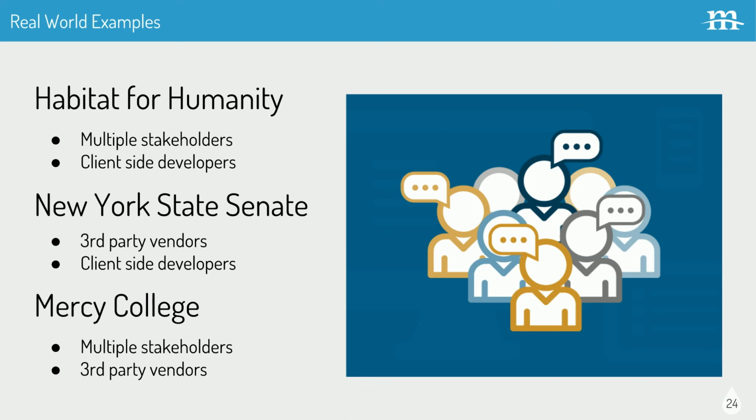And lastly, Mercy College is one that has both multiple stakeholders and third-party vendors. So the multiple stakeholders are from the IT department and marketing. Now, these stakeholders probably work better together than any other client I've seen. They actually talk to each other. They agree on what the priorities are. And that's been a really nice change from a lot of other clients.